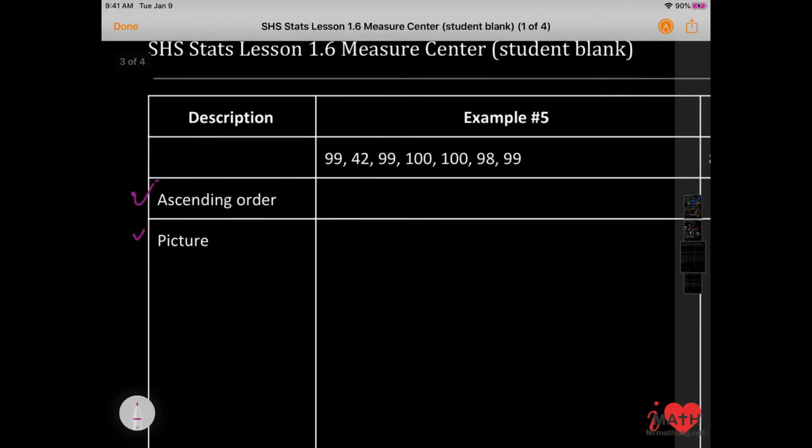Let's write them in order, okay? Again, use your check marks. 42, 98, 99, 99, 99, three of them, and 100.